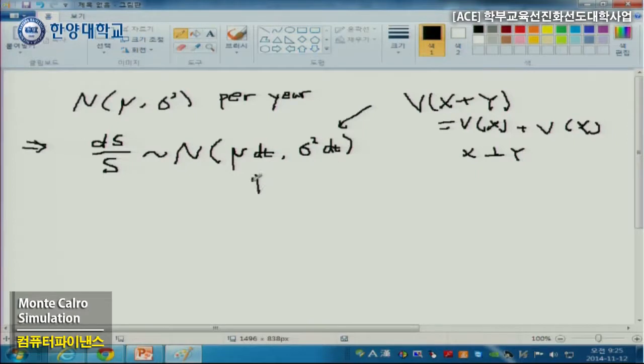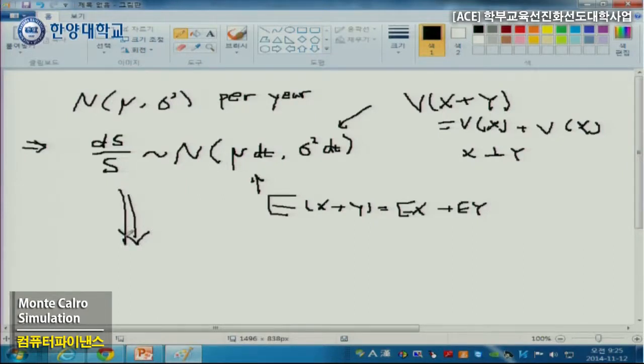And this is also natural, because the expectation of x plus y is always the expectation of x plus the expectation of y, right? So if stock return is 10% per year for 2 years, it should be 20%. So this is the rate. We are expressing stock return in terms of rate, right? So when dt is 1, it is 1 year, right?